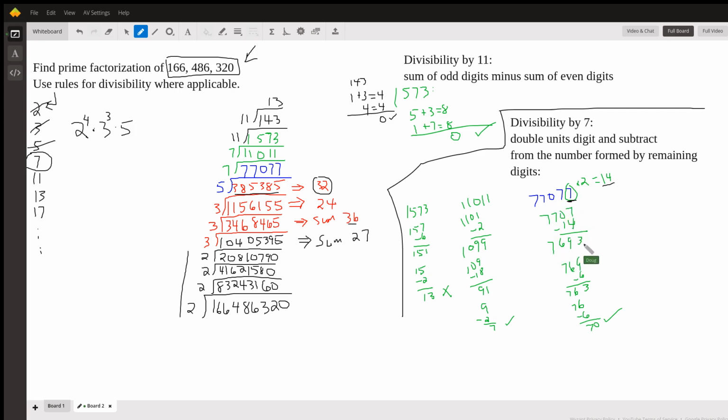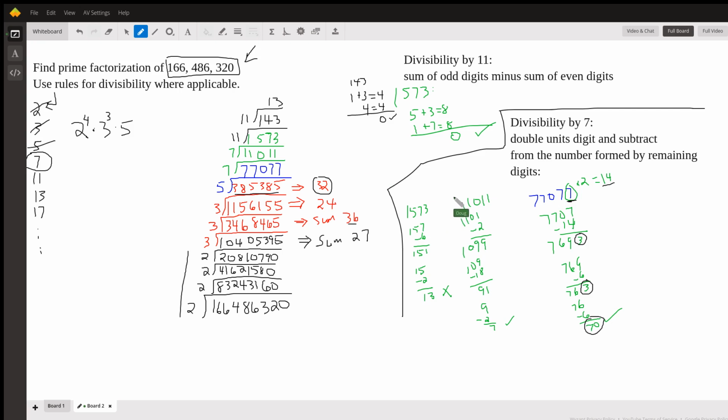It's not so obvious, so repeat the test. Double this digit, 6, and subtract it from the digits that remain. 763, still not obvious, so double that digit and subtract from 76, we get 70. If this number is either 0 or a number divisible by 7, then so is the original number.